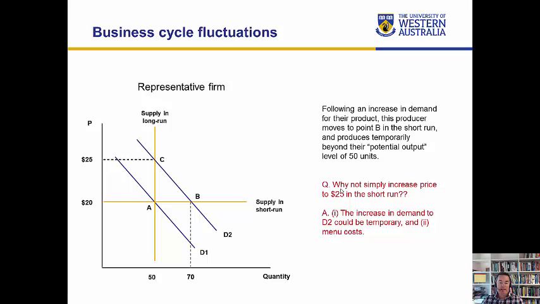The reason being is that I would need to be convinced that this increase in demand from D1 to D2 was permanent before I started tampering with prices. So in the short term, I would move from A to B, 50 to 70 units. I would push capital and workers a little bit harder, incur the higher costs, and keep my price fixed at $20. The risk in raising prices to $25 too soon is that if this increase in demand is temporary and demand after 2 or 3 months moves back to D1, then I'm going to be in a situation where I raise prices for 2 or 3 months and then have to cut them again back down to $20.